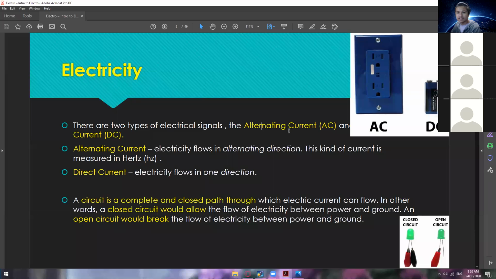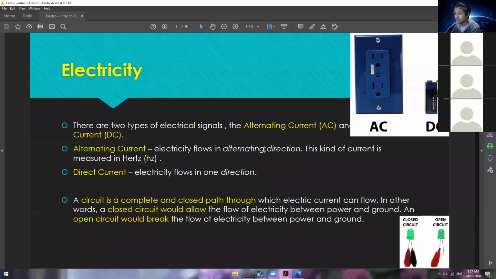So we have the AC and then the DC. So I hope that you already have an idea about AC and then DC. So to make it simple, AC is the alternating current, okay, or it is measured in hertz, okay, or that one is in sine wave. Could be square wave, sine wave, what else? Triangle wave, and any other waves. Okay, so alternating current, electricity flows in alternating direction.